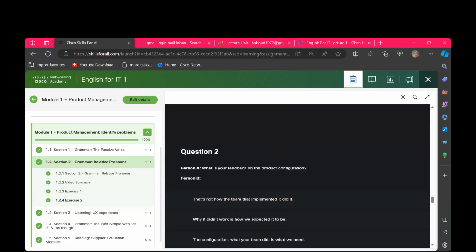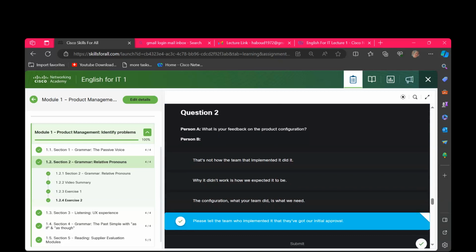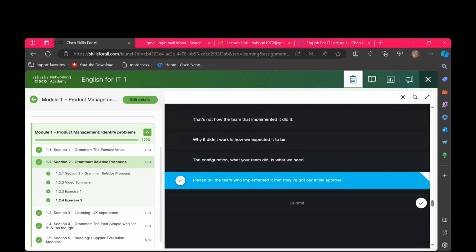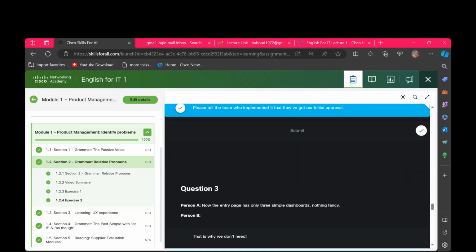اوكي. Question number 2. Person A, what's your feedback؟ إيه الفيدباك بتاعك on product configuration؟ طيب person B هيقول that's not how the team that implemented it did it. ولا why it didn't work is how we expected it to be. ولا the configuration what was what your team did is what we need. ولا هنقول please tell the team who implemented يعني اللي طبقوا أو نفذوا it that they've got our initial approval. بلغهم إنهم جابوا our initial approval يعني الموافقة المبدئية بتاعتنا. طبعا هي دي الإجابة الصحيحة.